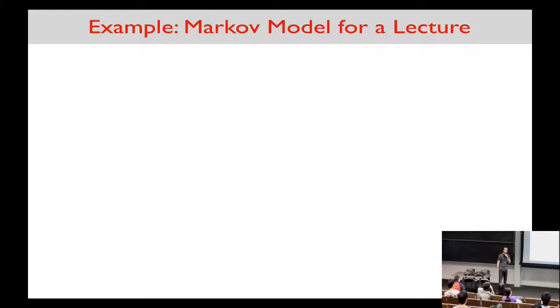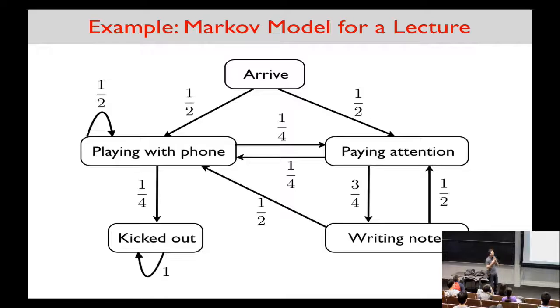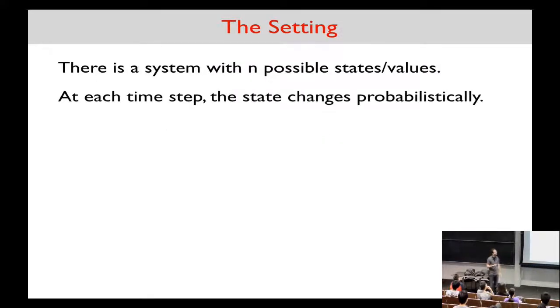Okay, here's another example. This is the Markov model for a lecture. You come into the lecture, that's the first state. You arrive, and you have half probability of starting to play with your phone. I know it. Now, if you're playing with your phone, you have half probability that you're going to keep playing with your phone. But with 1/4 probability, I will notice it, and I will kick you out. And once you're kicked out, you stay kicked out. So anyone using their phone?